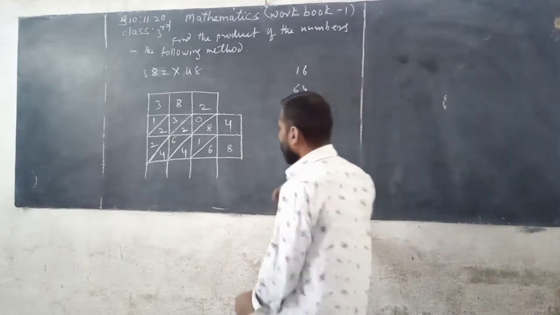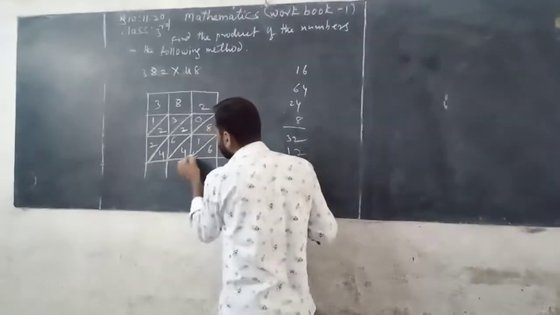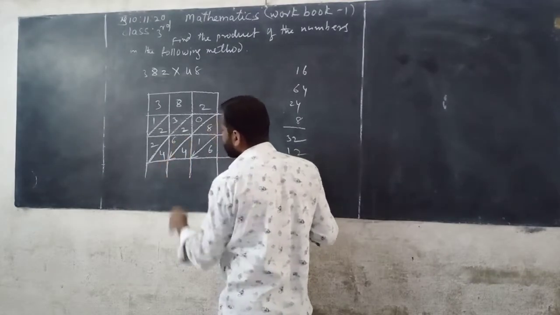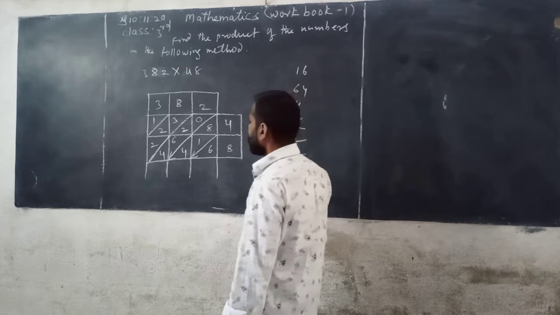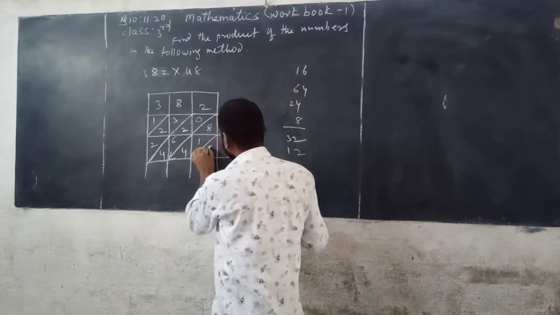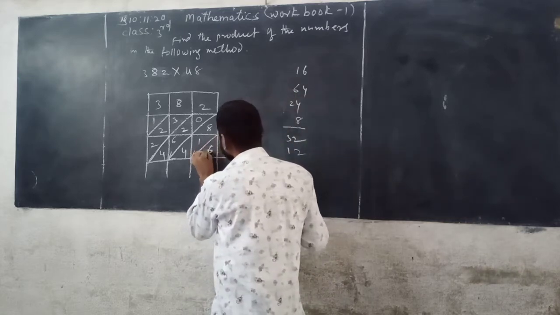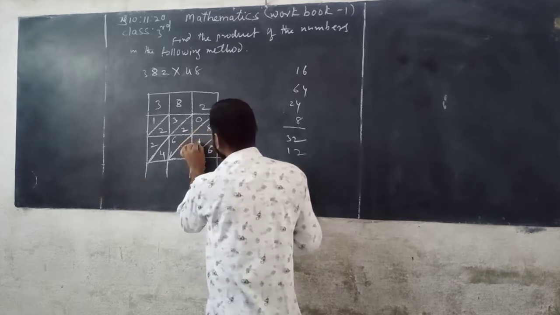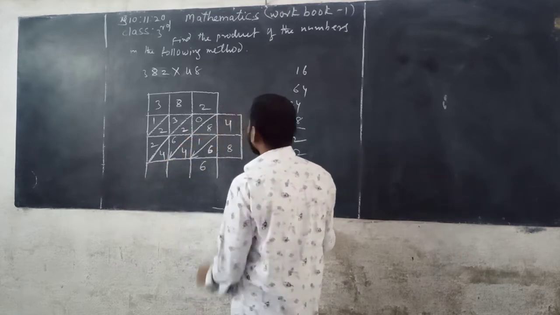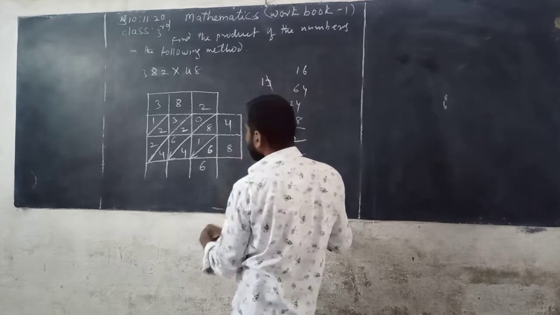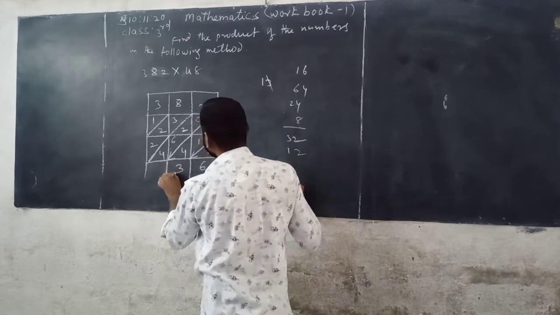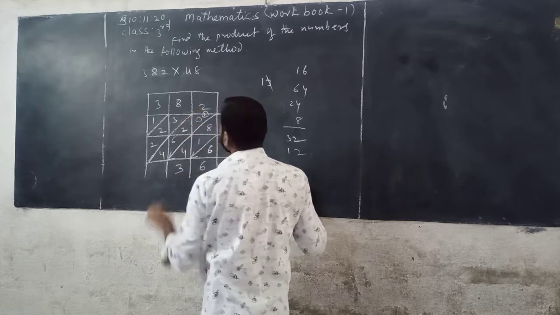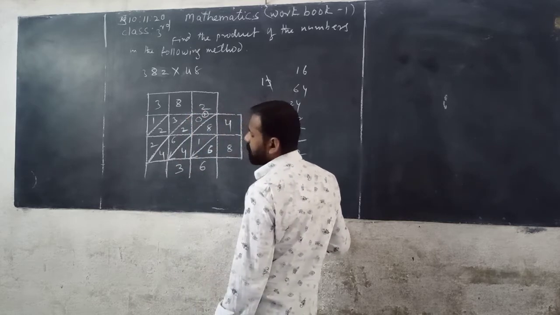You can add the digits along the diagonal. See here only one, this is 6 only. You can write here. Now I have to take this, 8 plus 1 is 9, 9 plus 4 is 13. In it 3 is taking right down here and 1 is carrying in this diagonal.